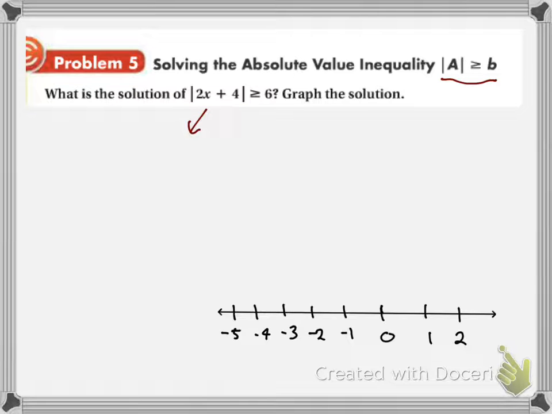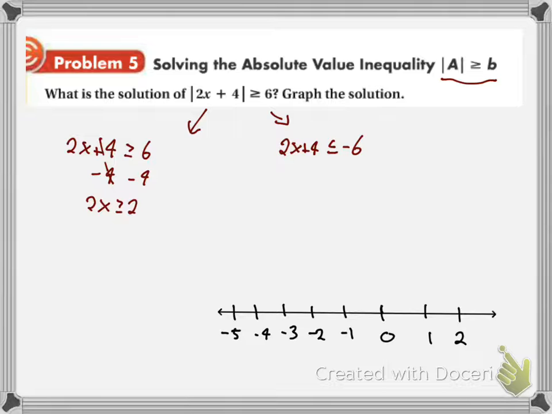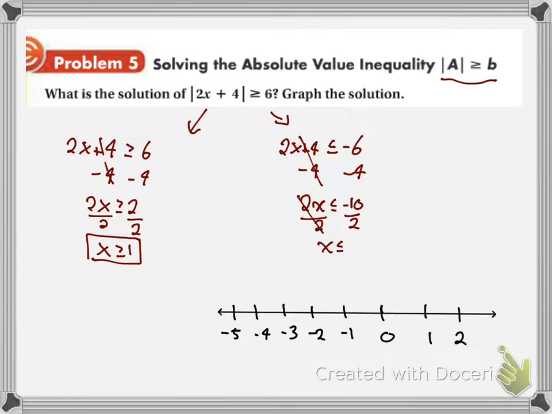So how we're going to want to set this up is to make 2 separate inequalities. I have 2x plus 4 is greater than or equal to 6, or 2x plus 4 is less than or equal to negative 6. I'll solve them both separately. So x is greater than or equal to 1, and x is less than or equal to negative 5.